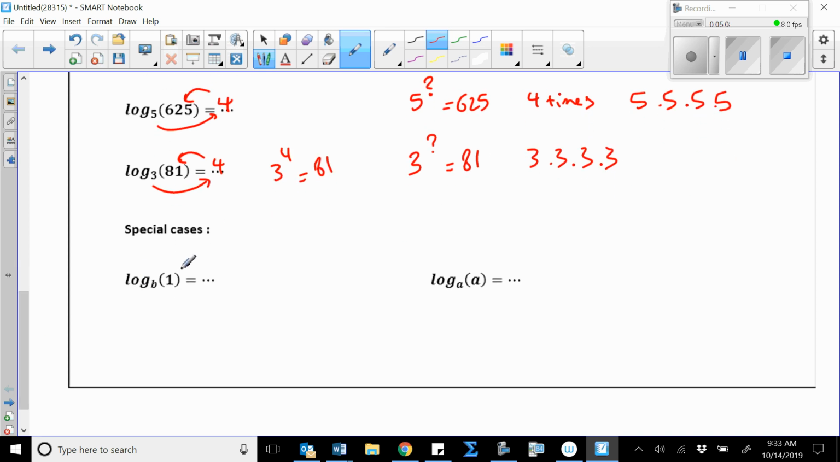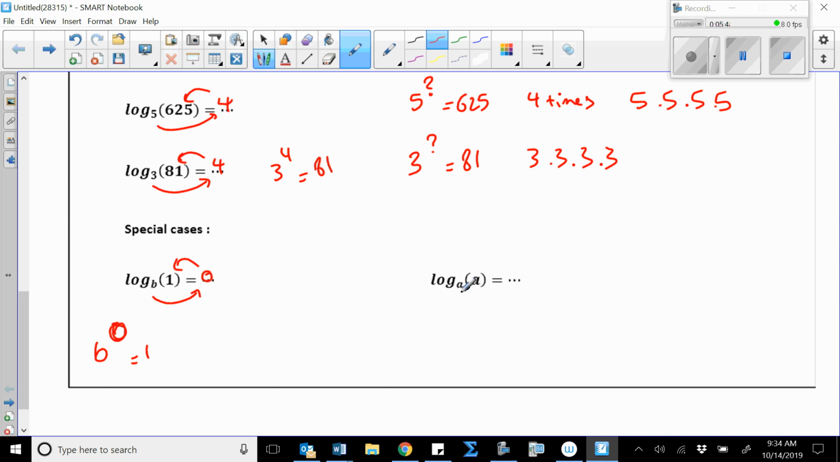Log of 1 with any base is always equal to 0, because if I change this to exponential, this will be b to the power of what number is equal to 1. So we want to know b to the power of what number is equal to 1. We know that if any base is raised to the power of 0, it's equal to 1, no matter what my base is. So because b to the power of 0 is equal to 1, the answer of this log is 0.